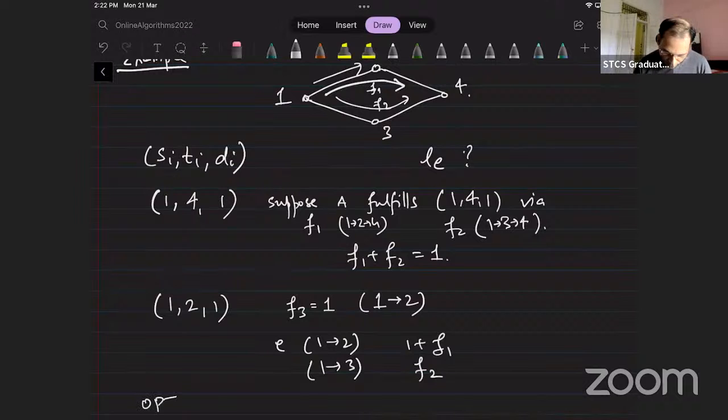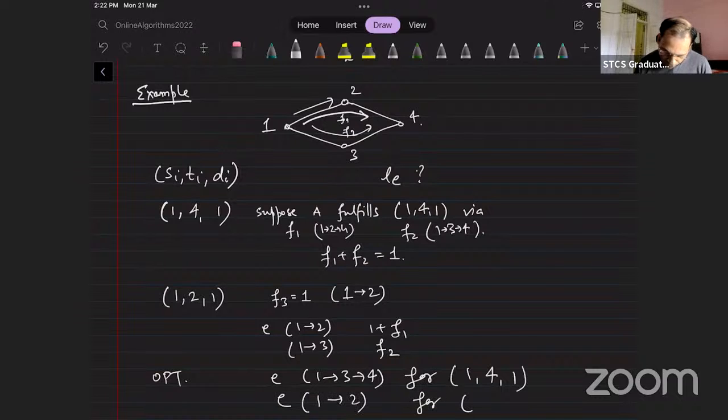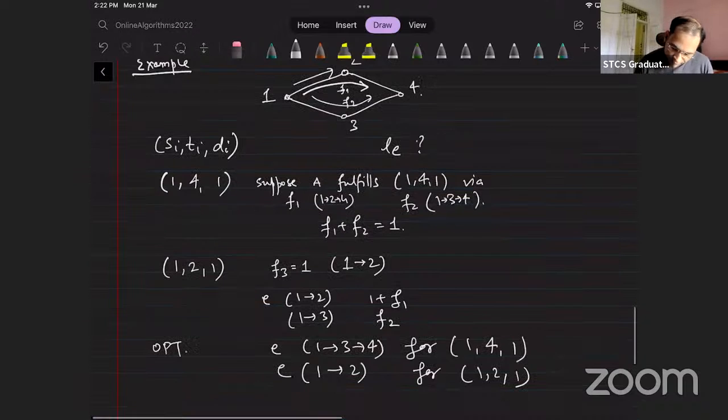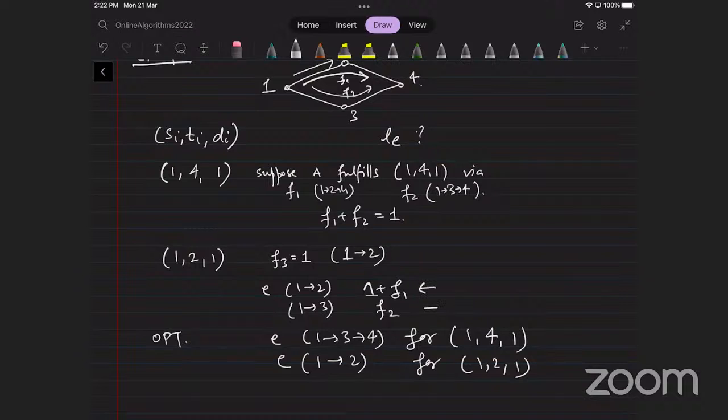And what will OPT do on the same input? Just use edge 1, 3, 4 for (1, 4, 1) and edge 1 to 2 for (1, 2, 1). So irrespective, as long as l_e is increasing in both cases, an online algorithm is going to struggle. Is this clear? Why this is worse than this?